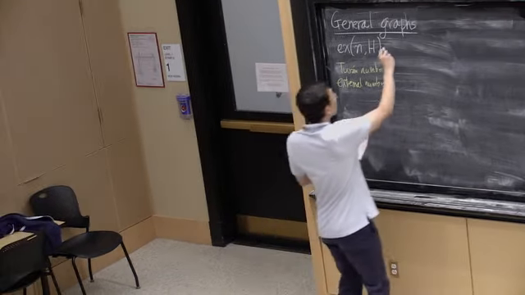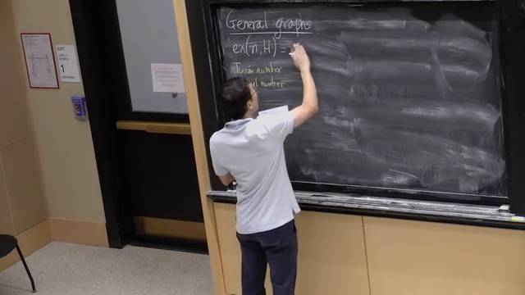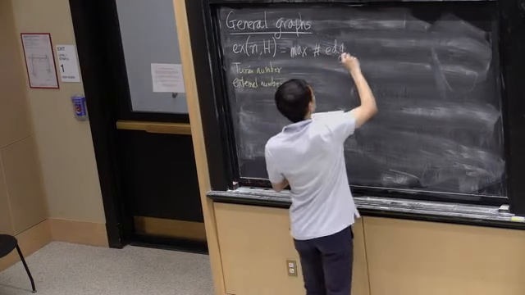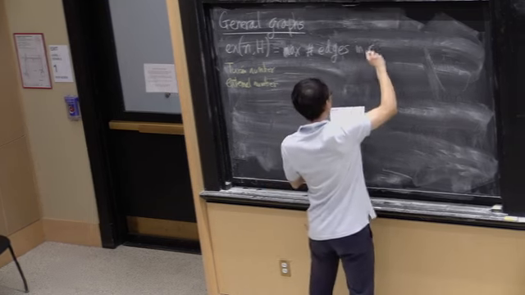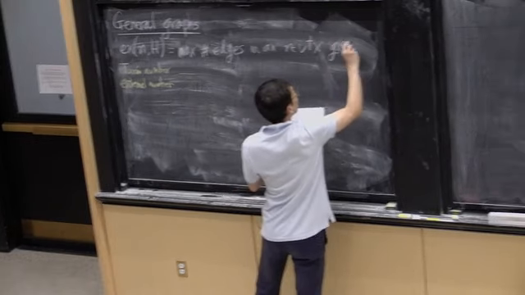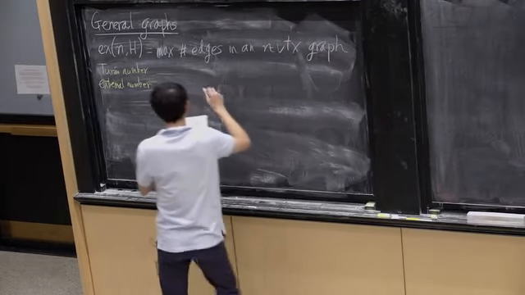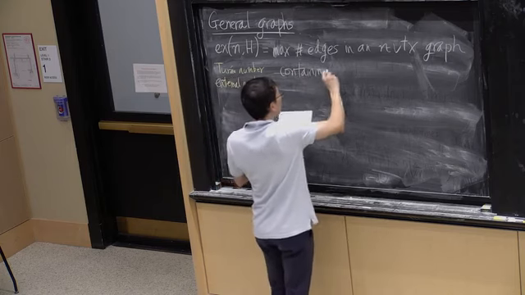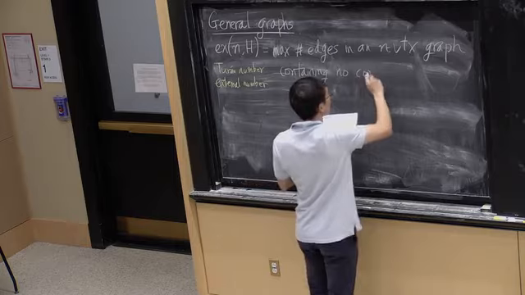So this number here is defined to be the maximum number of edges in an n-vertex graph containing no copy of H as a subgraph.